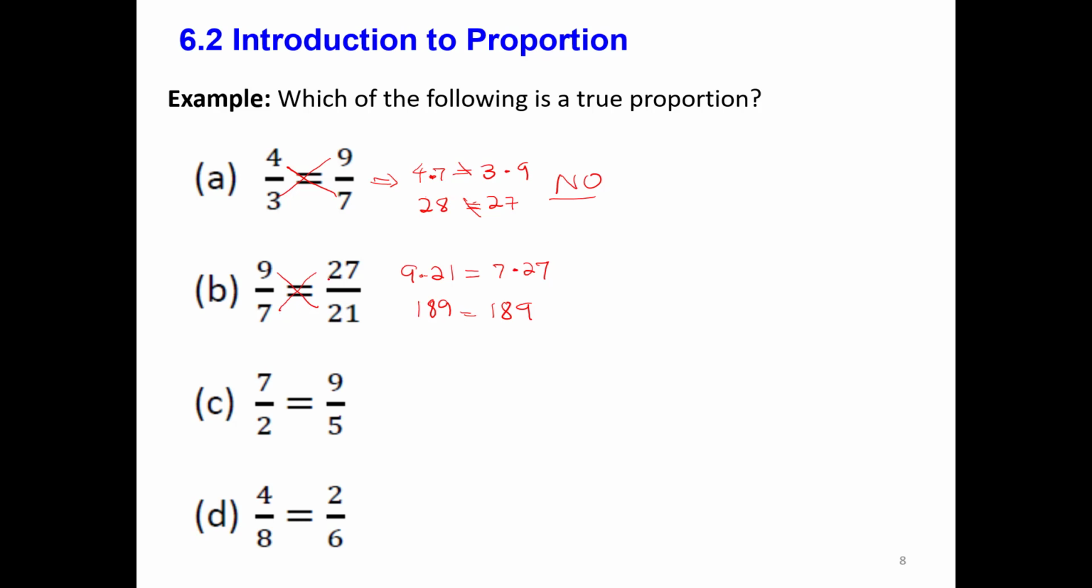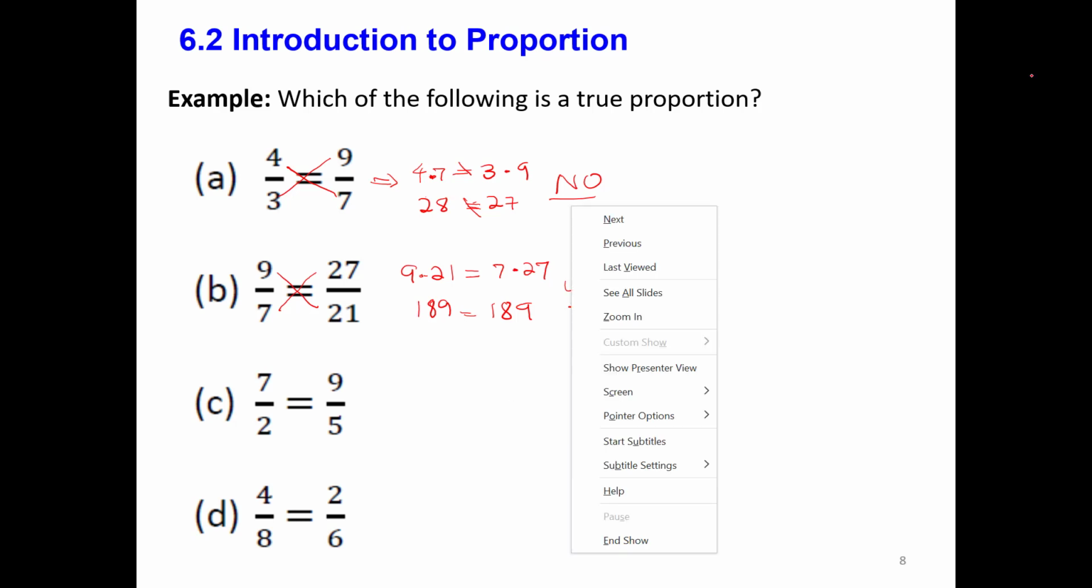Then we have the product of the extremes equals the product of the means. Then it's 189 equals 189. And this is a true proportion. The answer is yes. It's a true proportion. Then let's try the other two problems.